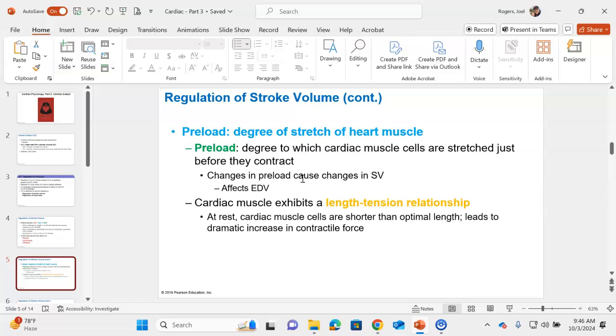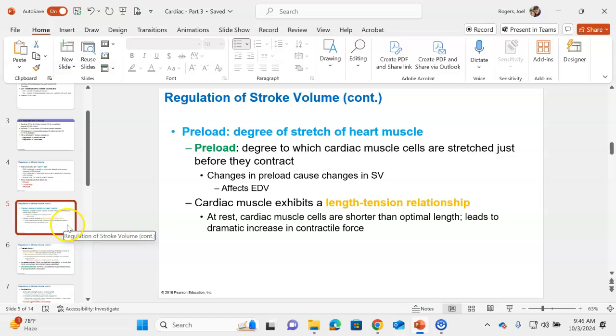So if EDV goes up, guess what? Stroke volume goes up as well, because if there's more stretch, there's more cross bridge formation. And if there's more cross bridges, there's more force. Okay? So anything that increases preload increases stroke volume.